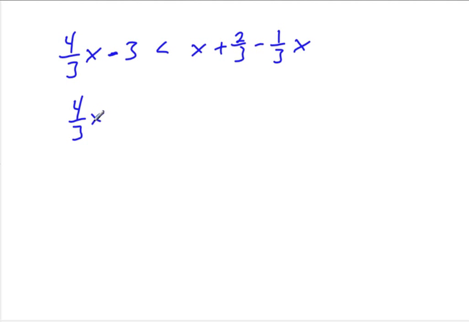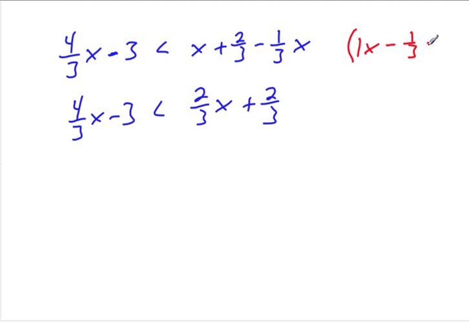On the left side, there are none. On the right side, though, we have an x and a minus 1/3 x. Well, 1 minus 1/3 is 2/3. So 2/3 x, and then we have a plus 2/3, right? So let me just show you this in parentheses here. We have 1x minus 1/3 x, right? And so that's like saying 3/3 times x minus 1/3 times x. And that is just 3 minus 1/3, and then times x after.